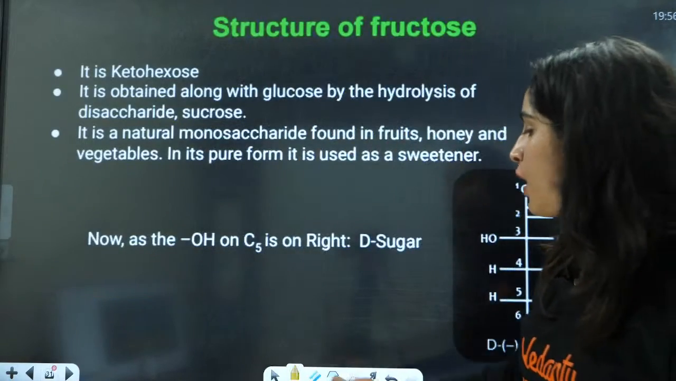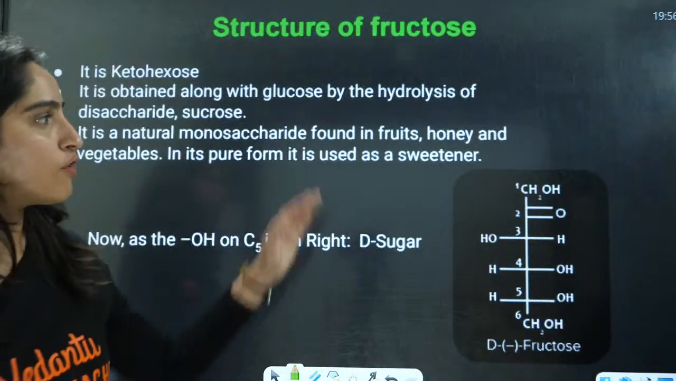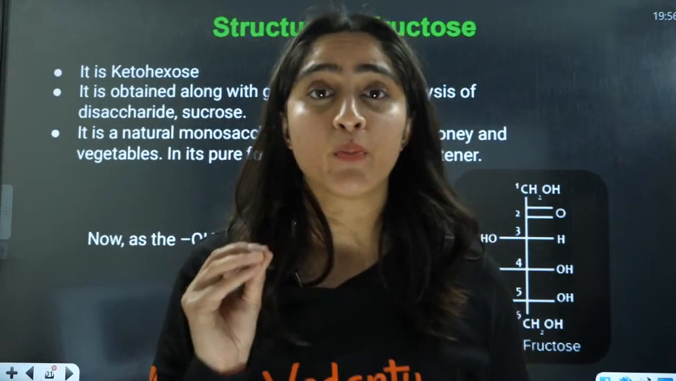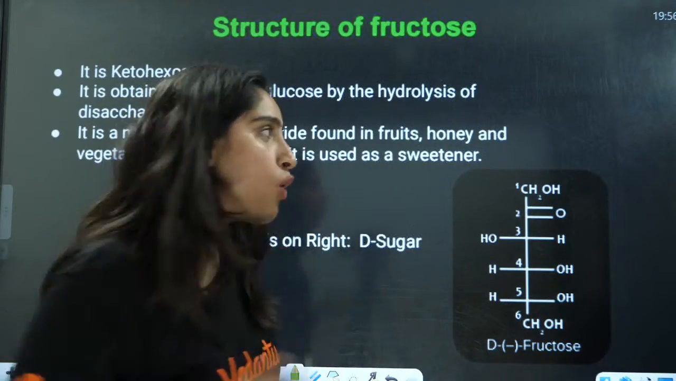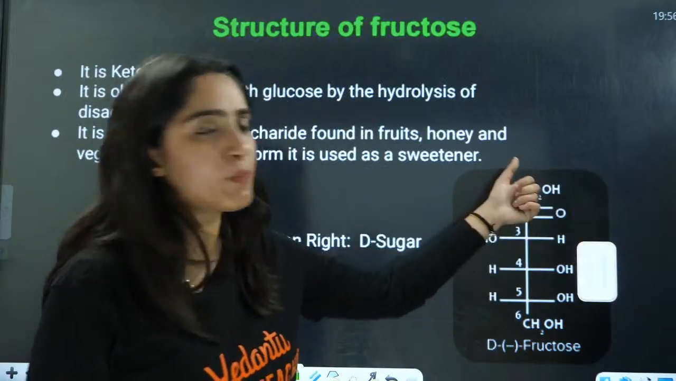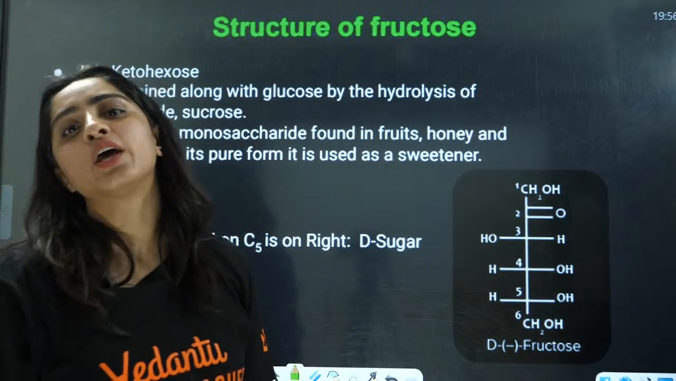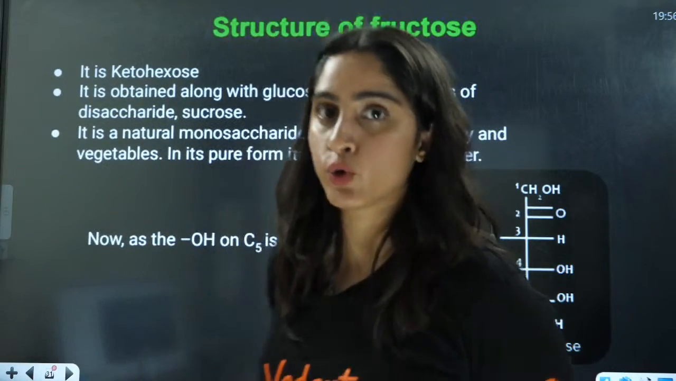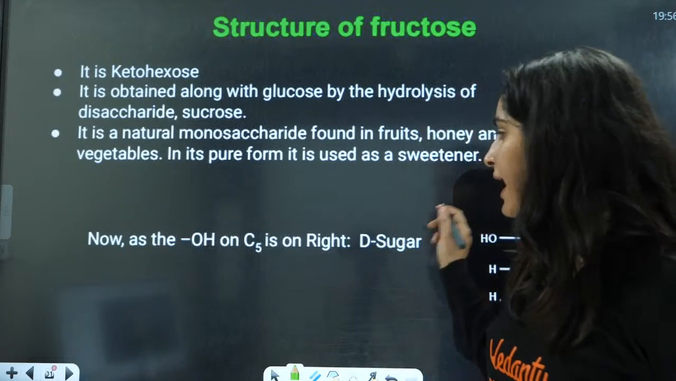Yes. Now, next is the structure of fructose. In fructose, you do not have an aldehyde group. We have a ketonic group here. Here we have two primary alcoholic groups, that is two primary OH groups, and three secondary OH groups, and one keto group. Now the main thing is that OH on C5 is on the right, so it is a D sugar.